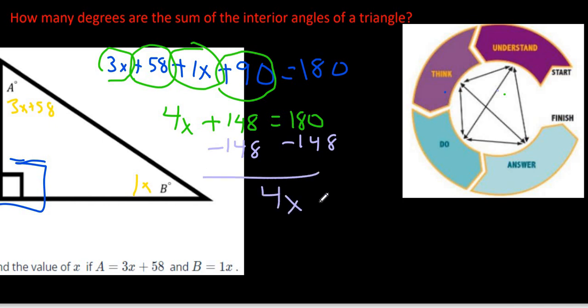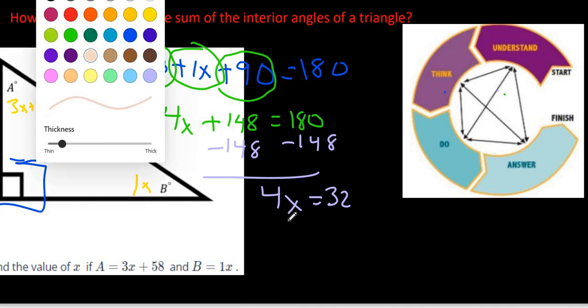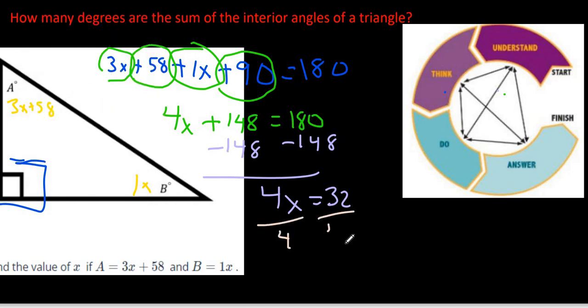We're going to get 4x equals 32. And then we would divide both sides by 4. That's going to give us x equals 8. So go ahead and pause it if you need more time.